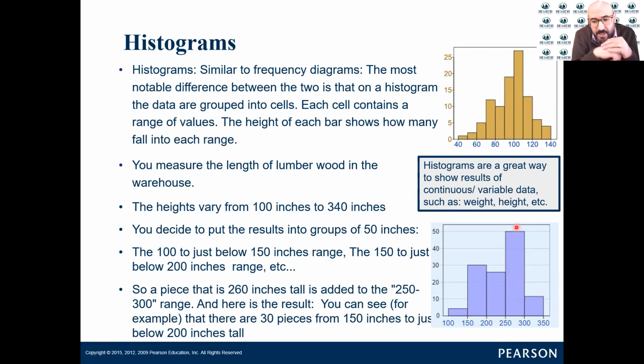And the result, as you see here in this chart, you could see, for example, there are 30 pieces between 150 and just below 200. When we say just below 200 inches, that means 199.9. But to simplify things and to make it fit on the chart, we say from 150 to 200, and then from 200 to 250.